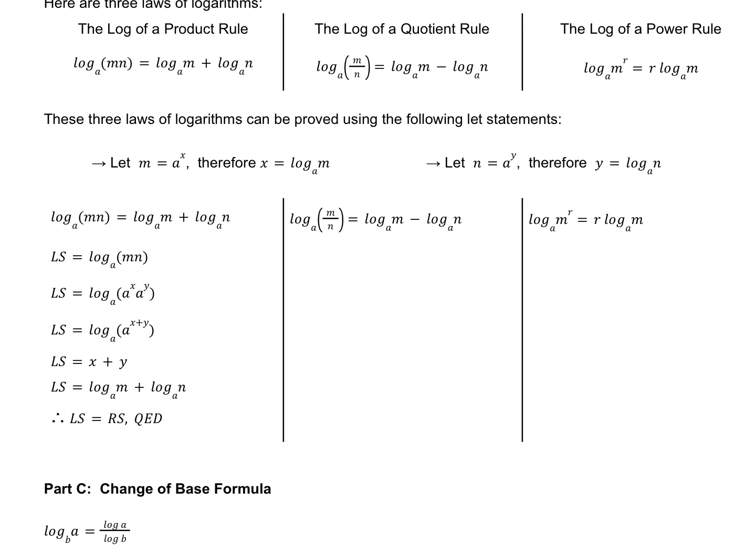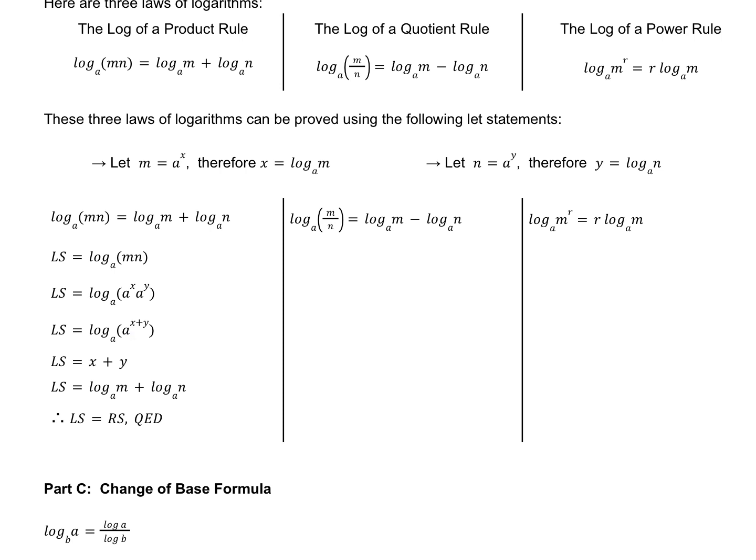Now I did it for the first one. I took my left side, log mn with a base of a, and instead of m, I wrote a to the x. Instead of n, I wrote a to the y. And now, because these two terms are attached by multiplication, I can add these exponents. So our exponent product law. So I end up with this, a to the power of x plus y.